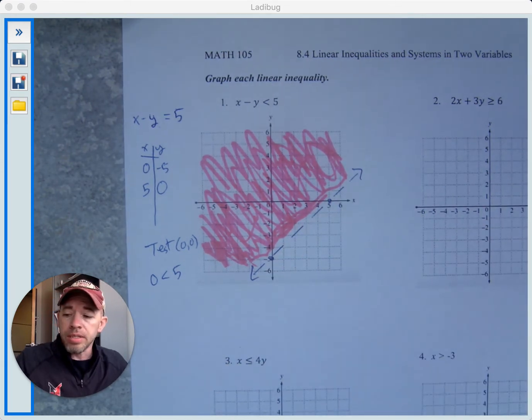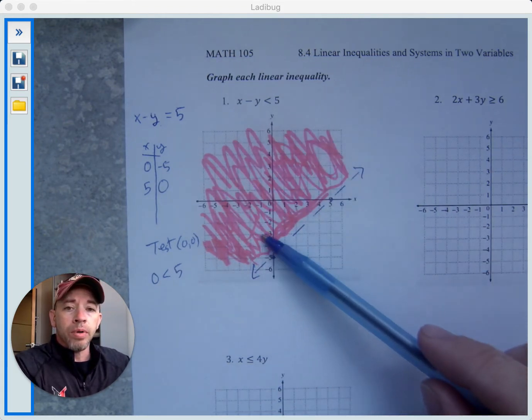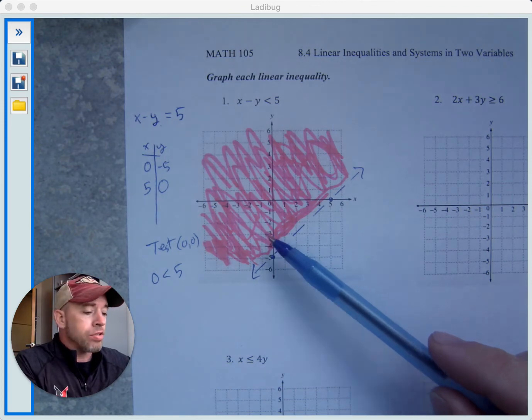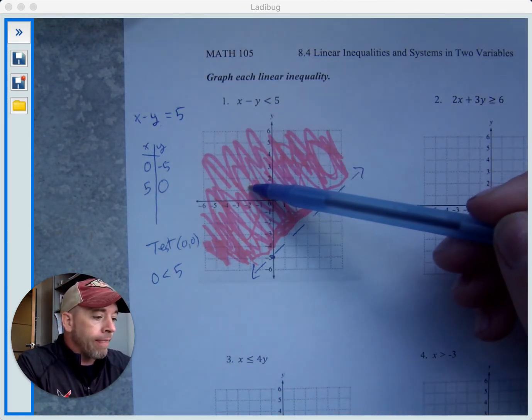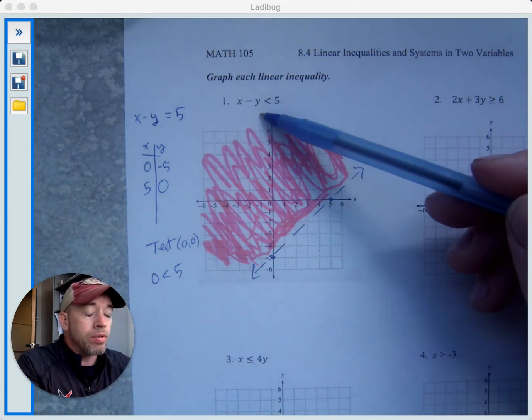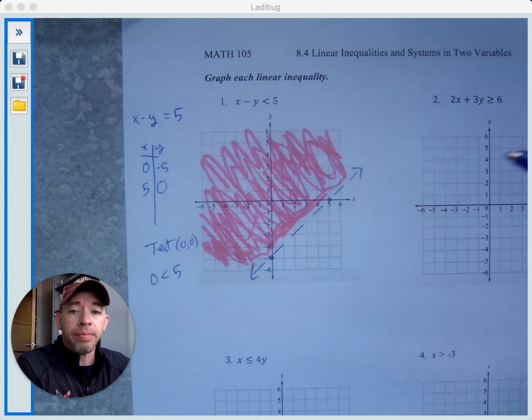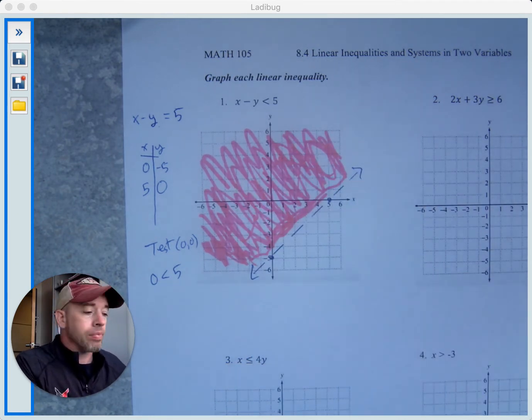So basically what this says is any point on this side of that boundary line will work in this inequality. And if you're not sure, pick another point on this side, maybe the point negative 2, 1. If I put in negative 2, 1, I'd have negative 2 minus 1, which is negative 3. That's still less than 5, right? Any point over here would work in this inequality.